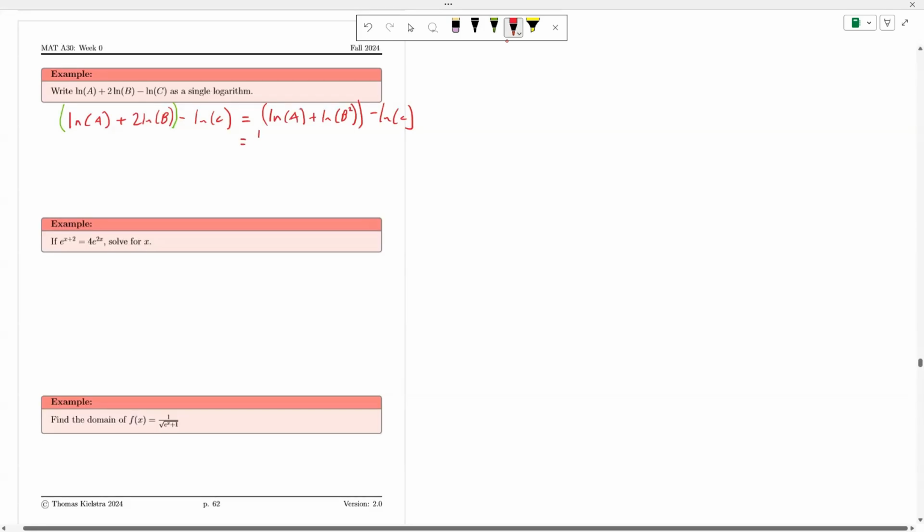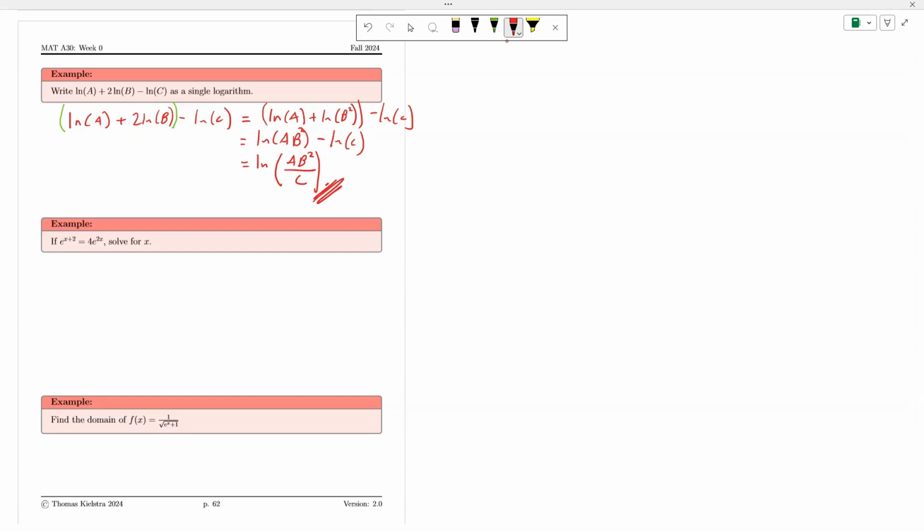Well, this equals ln of ab squared minus ln of c, which now I can divide to give me ln of ab squared over c. One nice logarithm. Well, now we have this expression and we want to solve for x.